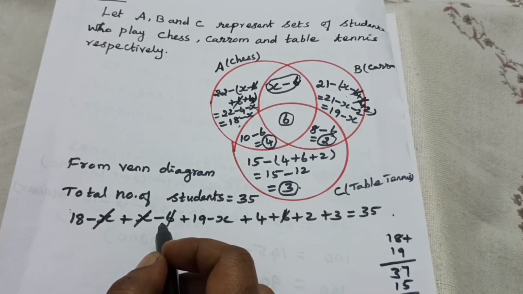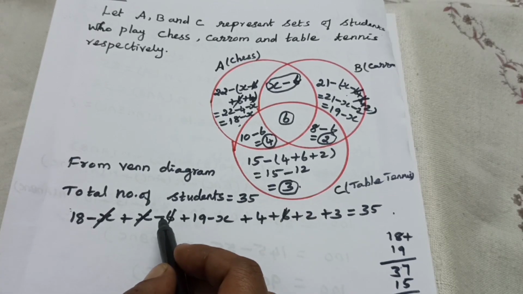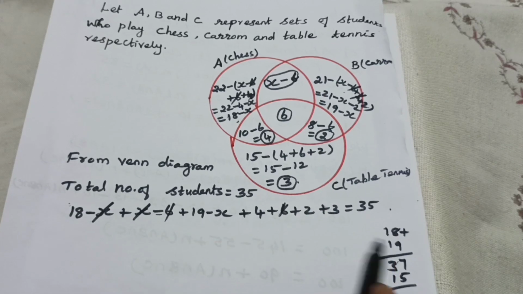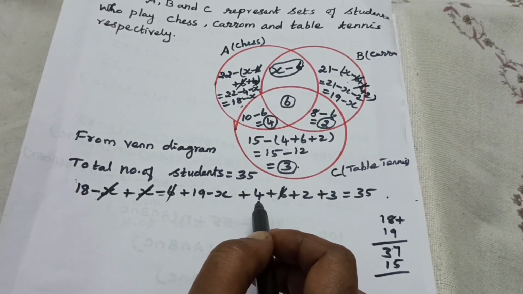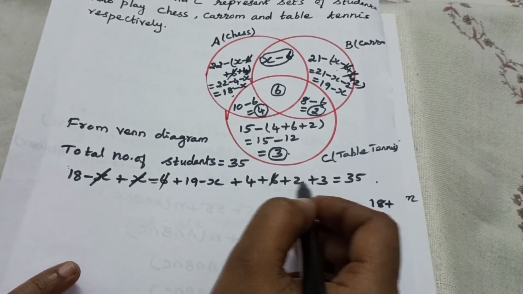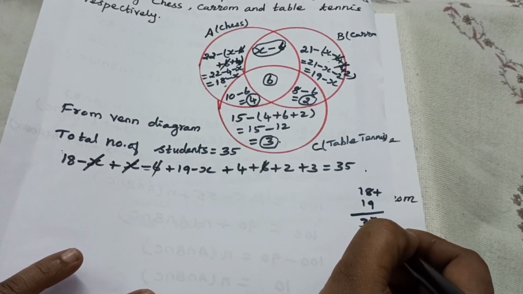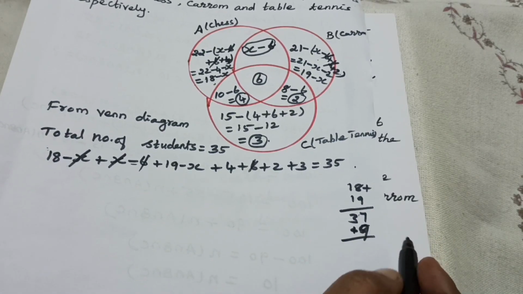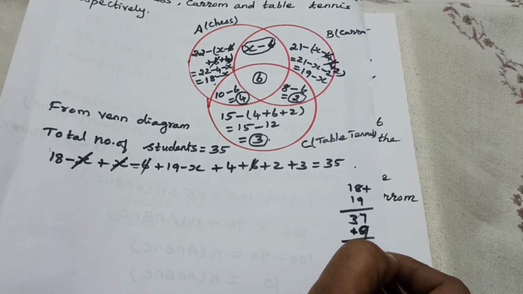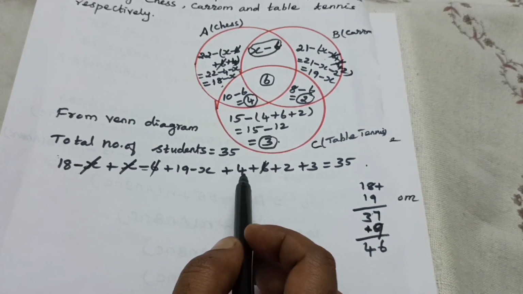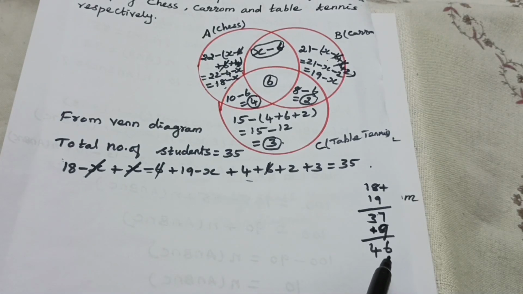Here it is the same. Minus 6 and plus 6 is given, isn't it? So minus 6 plus 6 we can cancel. Then remaining we have to add. Then 4 plus 2, what will come? 6. Then 6 plus 3 is 9, isn't it? This 9 also we have to add. Okay. Then what will we get here? 18 plus 19 and then plus this one, what value will we get? 46, isn't it?